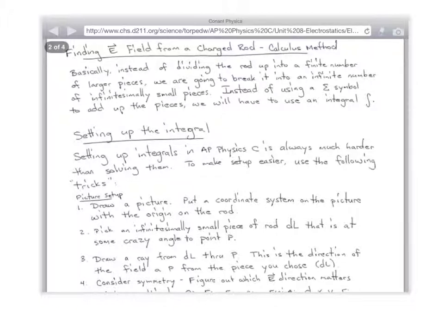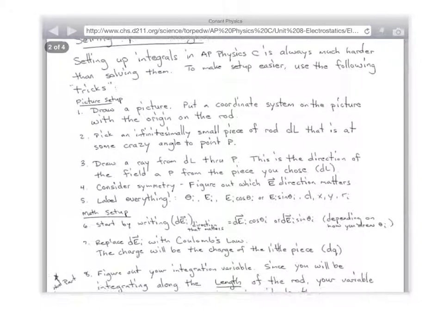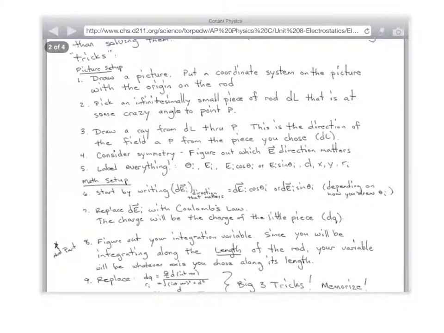So here we go. Draw a picture, put a coordinate system on the picture with the origin along the rod. Then we need to pick an infinitesimally small piece of rod. We're going to call that DL. Here's my rod in my hand. I'm going to take a little piece of this rod and call that little piece DL.